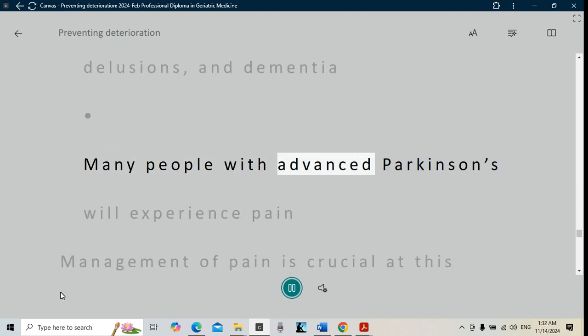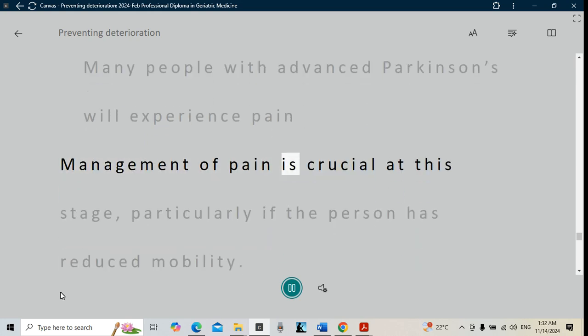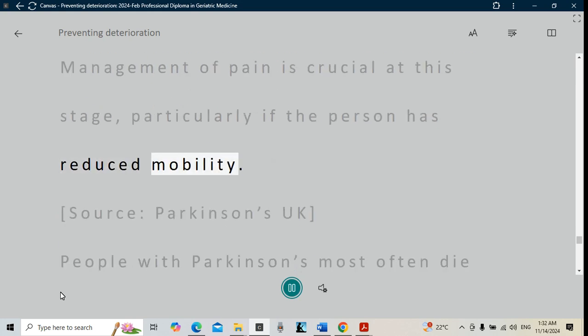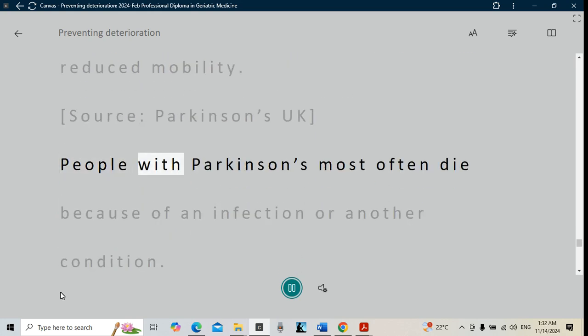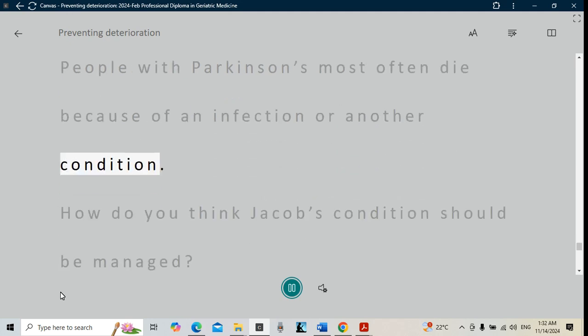Many people with advanced Parkinson's will experience pain. Management of pain is crucial at this stage, particularly if the person has reduced mobility. Source: Parkinson's UK. People with Parkinson's most often die because of an infection or another condition.